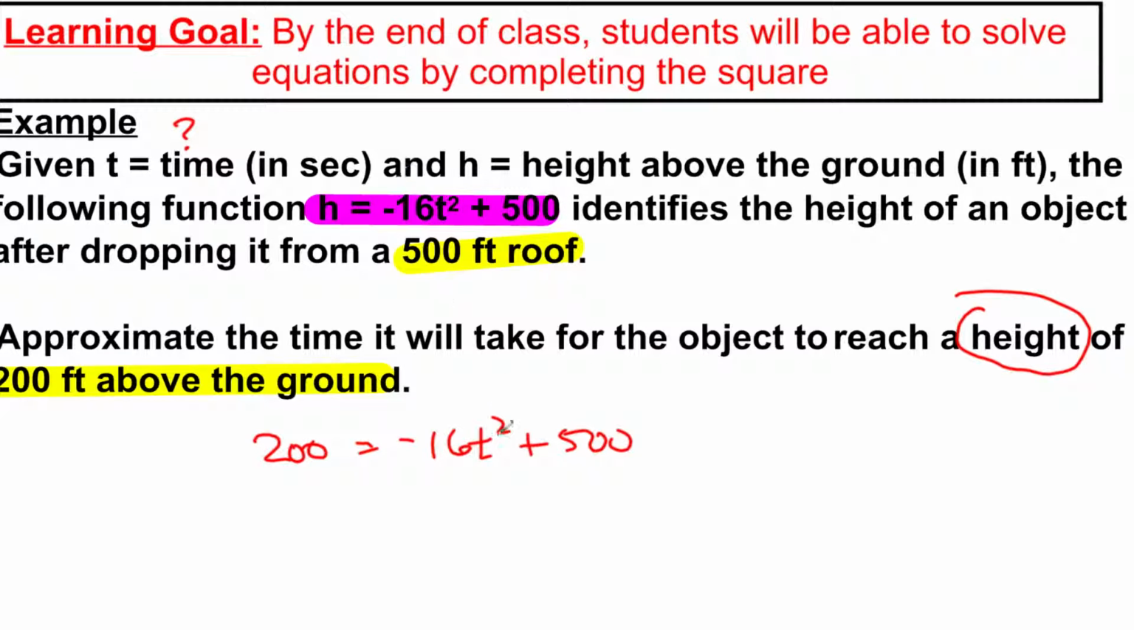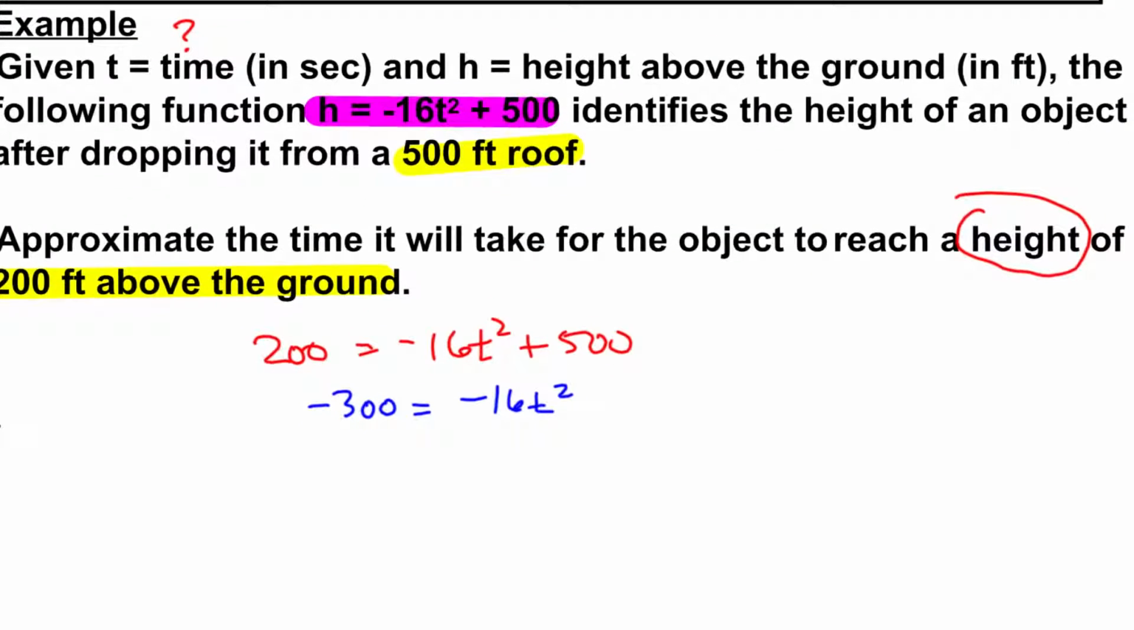So I'm going to now just solve this like we did on our last one. I want to get t squared alone, which means start by subtracting the 500. So now it says negative 300 is equal to negative 16 t squared. And now I want to get t squared alone. I do not want to try to square root when there's a negative 16 there. So I'm going to pull up my calculator real quick. 300 divided by 16 is 18.75.